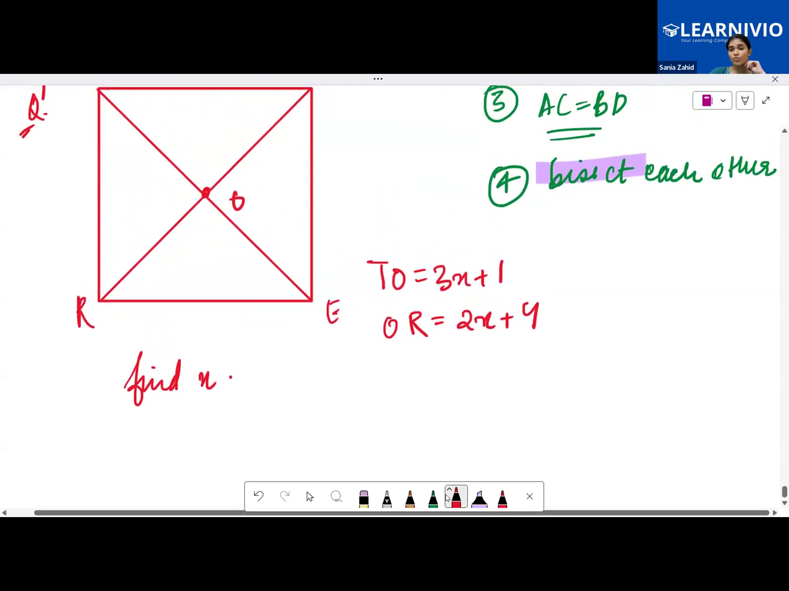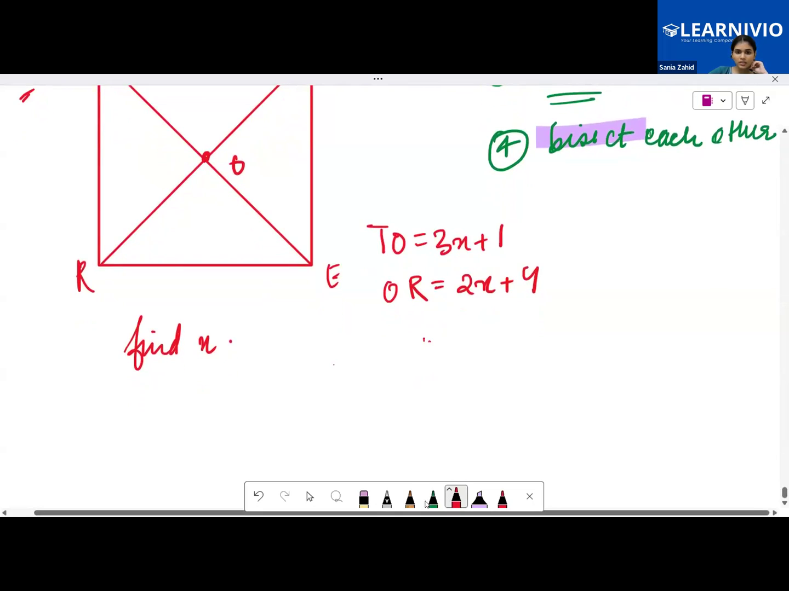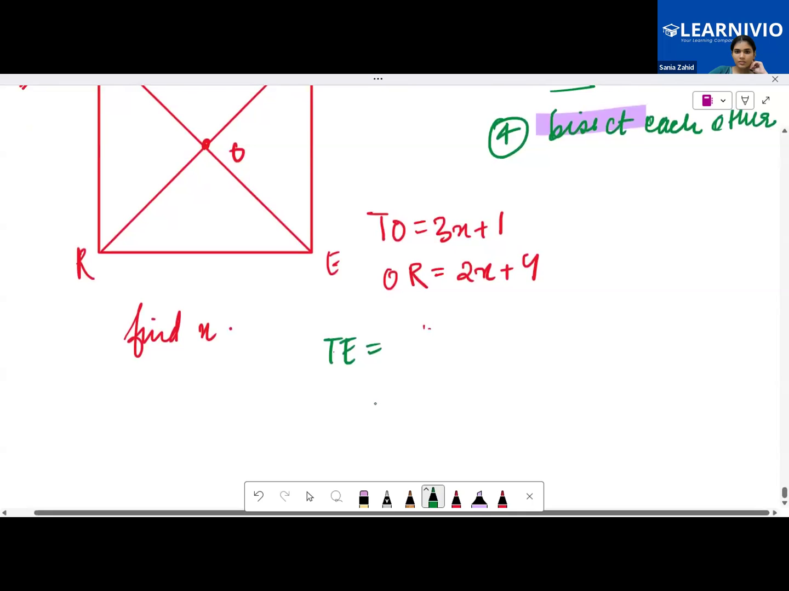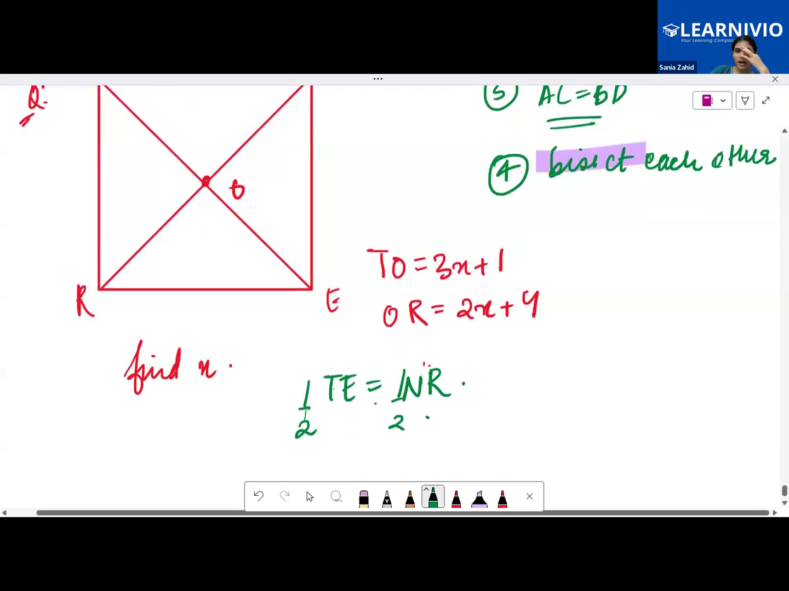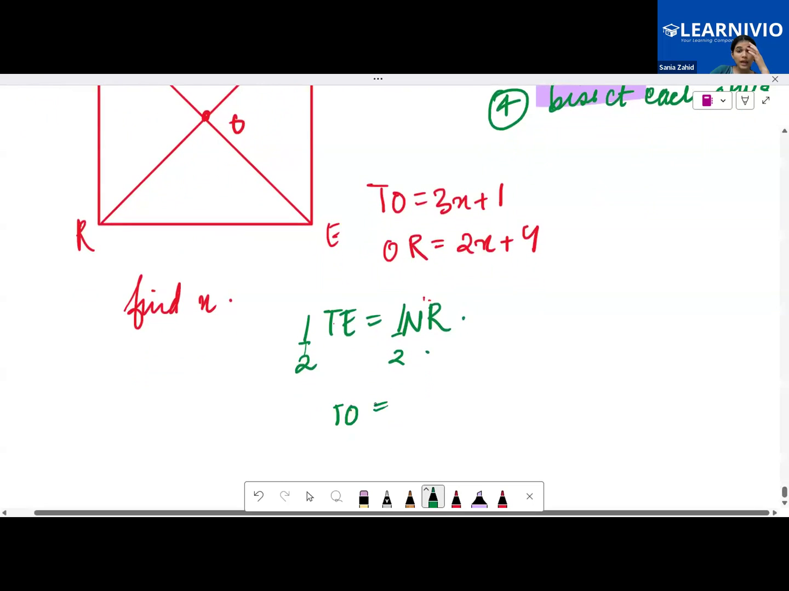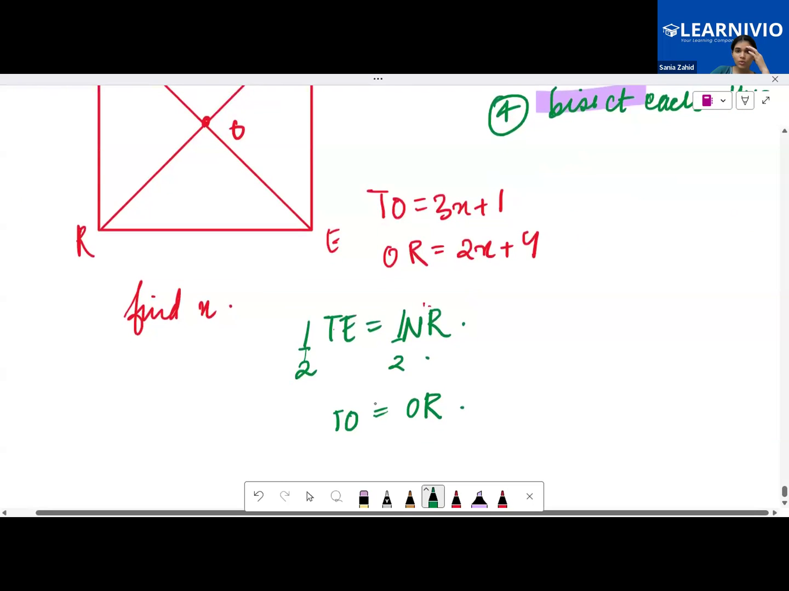See, diagonals of a rectangle are equal in length. Just use this property. That means this diagonal will be equal to this diagonal. One diagonal is TE and another diagonal is NR. So TE is equal to NR, that means half of TE will be equal to half of NR. Half of TE is PO, and half of NR is OR. That means PO is equal to OR.